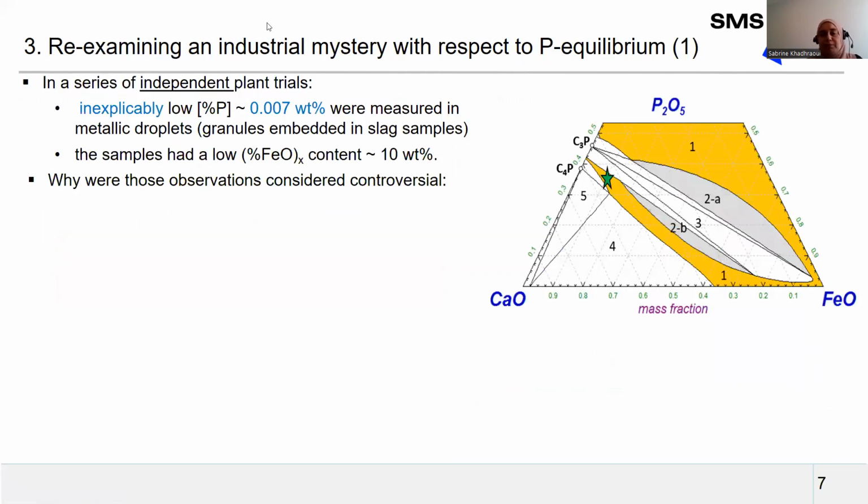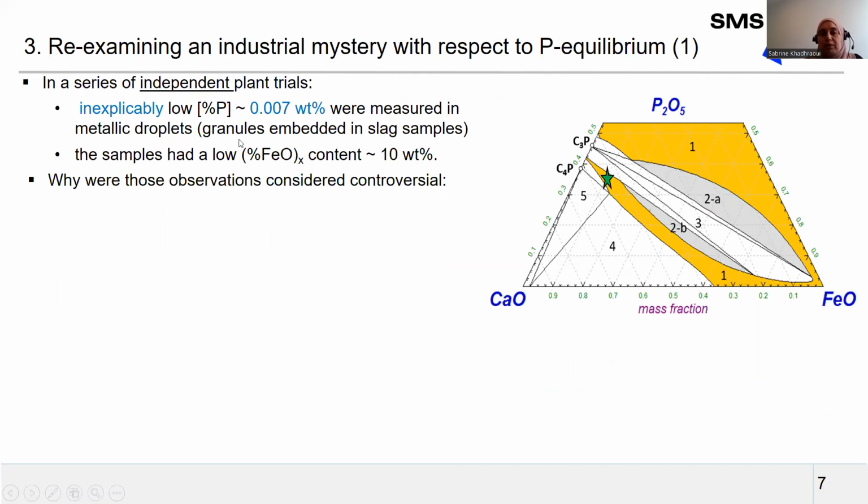Okay, so now let me get to the industrial mystery that I already mentioned in the title at the beginning of the presentation. In the past, in a series of independent plant trials in the high phosphorus system that I introduced in the previous slides, some plant trials reported finding an inexplicably low phosphorus content measured in the metal droplets. The droplets had a phosphorus content of 70 ppm, which is very low, it's optimal.